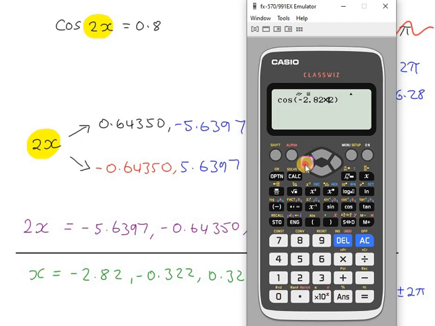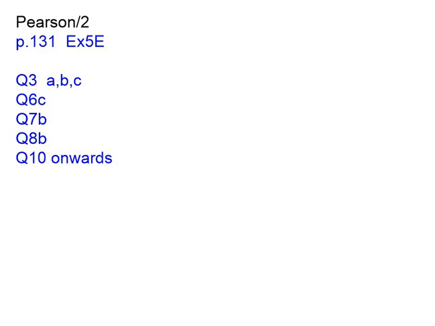If I try another one, let's try the next one, 0.322. That's close enough to 0.8 as well, so these angles are valid. For practice, try these questions.